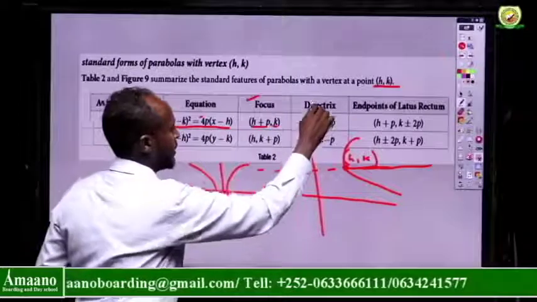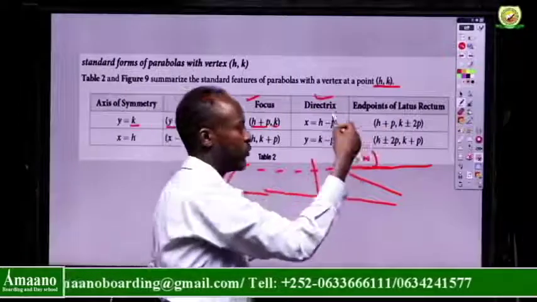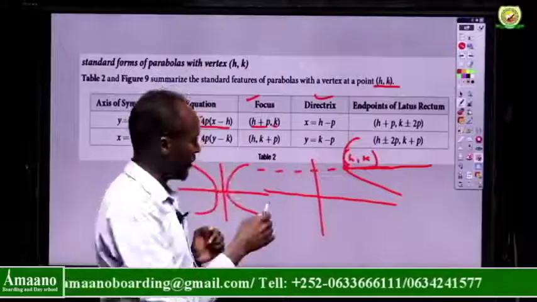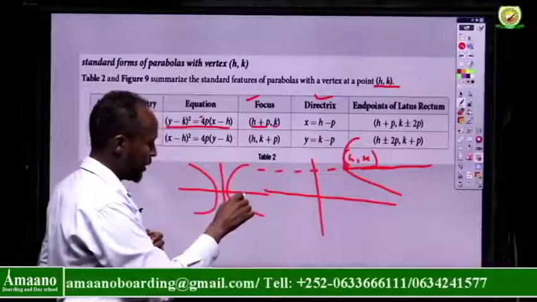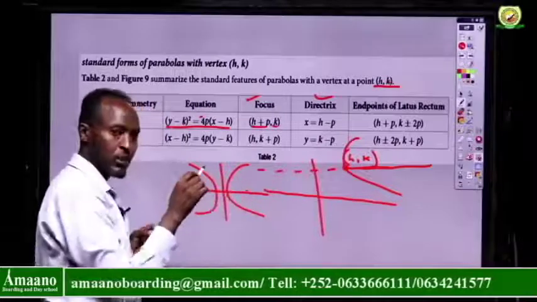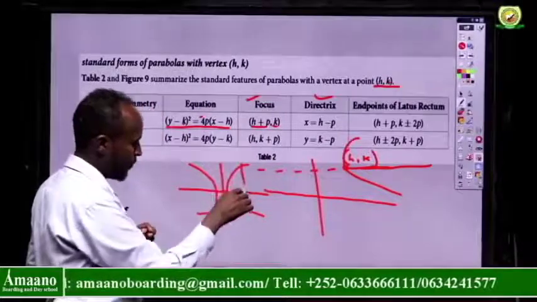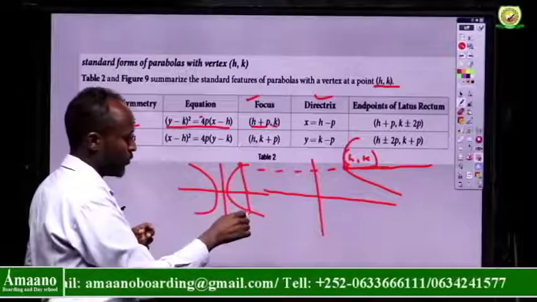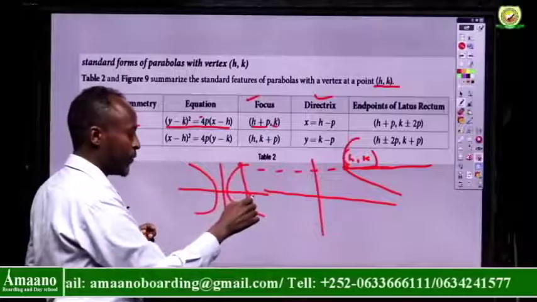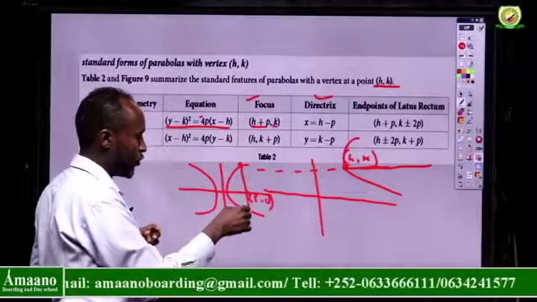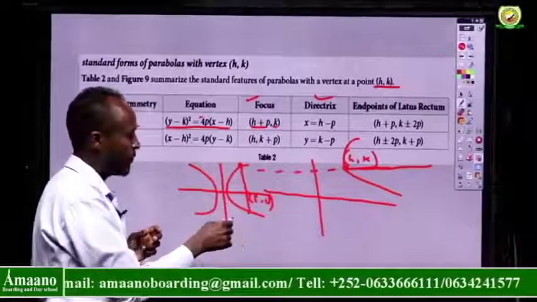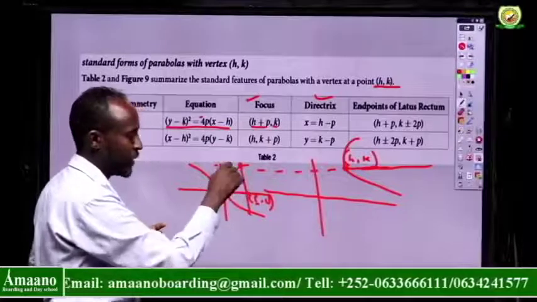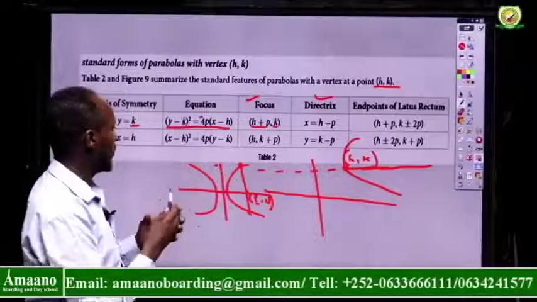This is the focus, the directrix. If we want to find the end of the latus rectum, it is a line which passes through the focus and is perpendicular to the axis of symmetry. Therefore, the end points we can find, we have here the p value and 0. In order to find the end points of a latus rectum, you can substitute x equal to p into the equation, then you will get 2 values for y.